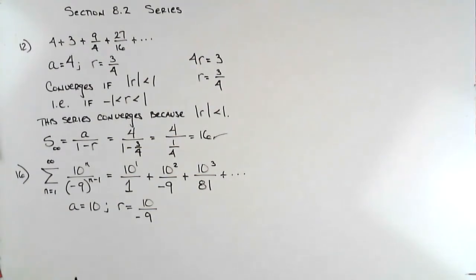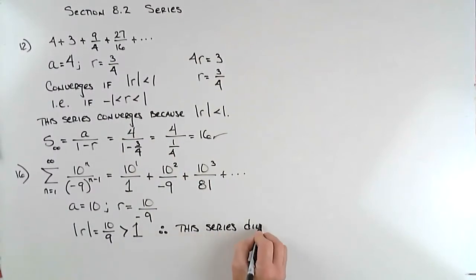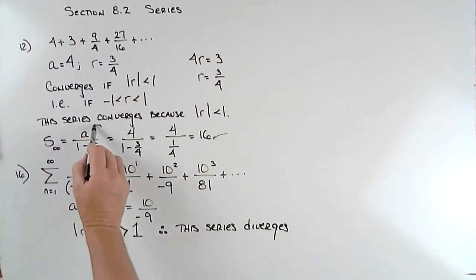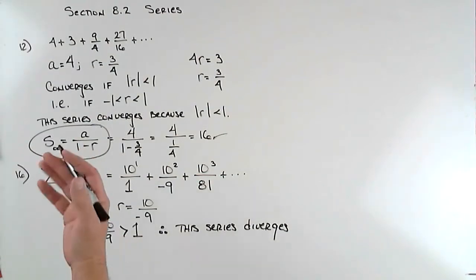Note, however, here, the absolute value of R equals 10/9, which is greater than 1. Therefore, this series diverges. We don't use our formula here to find the sum because it does not have a sum. It's divergent. If we were not aware that it was divergent and we just plugged our numbers in up here, we would get an answer. It'd be wrong, but a number would come out of that.